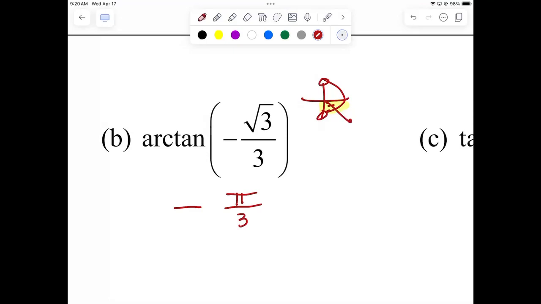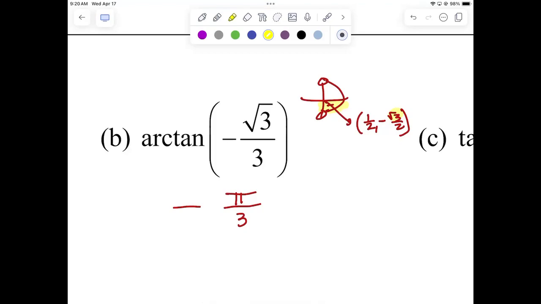What would be the ordered pair down there at negative pi thirds? It would be positive 1/2, negative square root of 3 halves. Correct? Is that the ordered pair at negative pi thirds? And tangent is y over x. So that would be the negative square root of 3 over 1, which is negative square root of 3. Is that what we have?